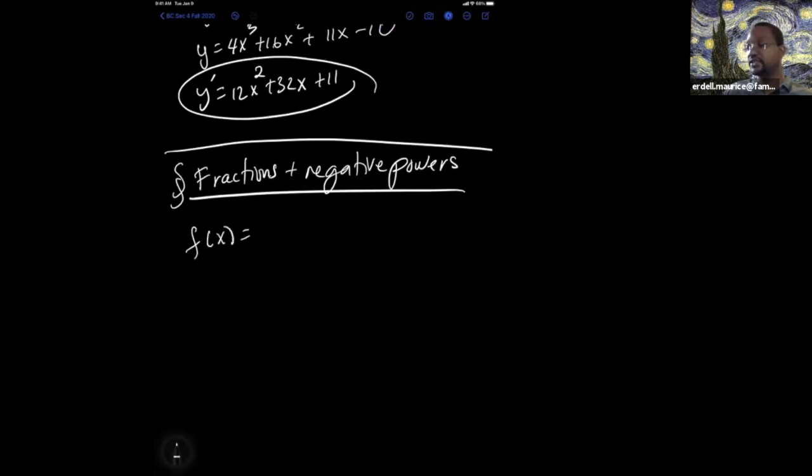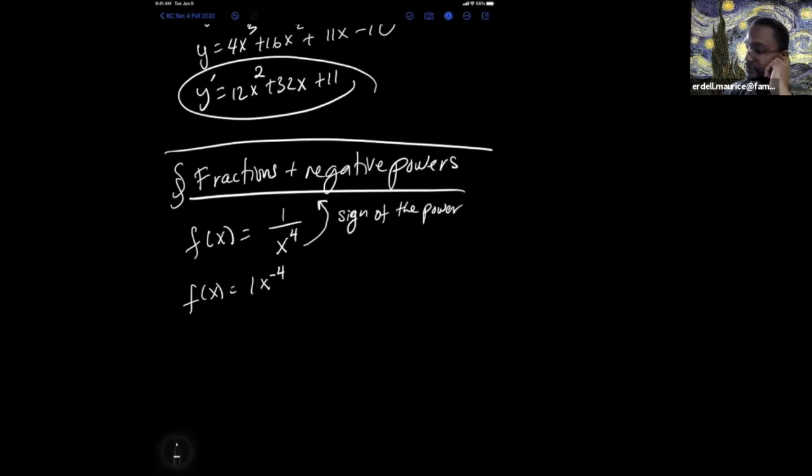If I have a function that is a fraction, say 1 divided by x to the 4th, the rule that we learned from college algebra is that when you move the x up to the numerator, the sign on the power will change. So it equals 1 divided by x to the 4. If I move the x to the 4 to the numerator to join the 1, the sign of the power will change. Do you remember this from college algebra?